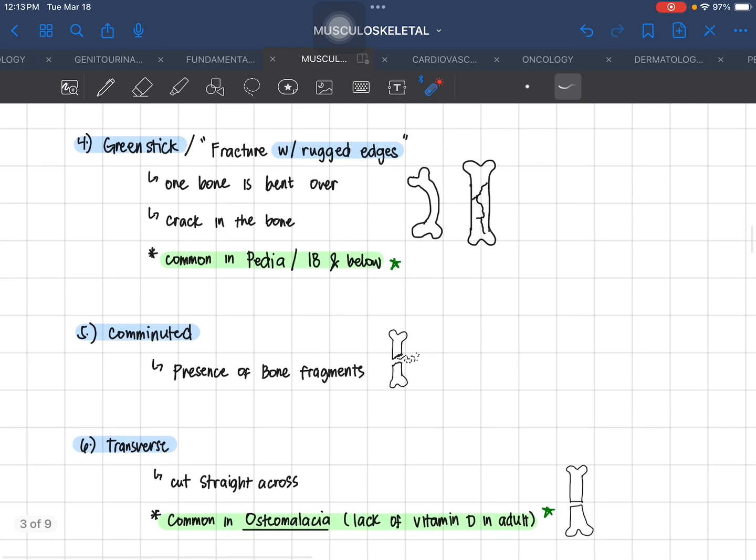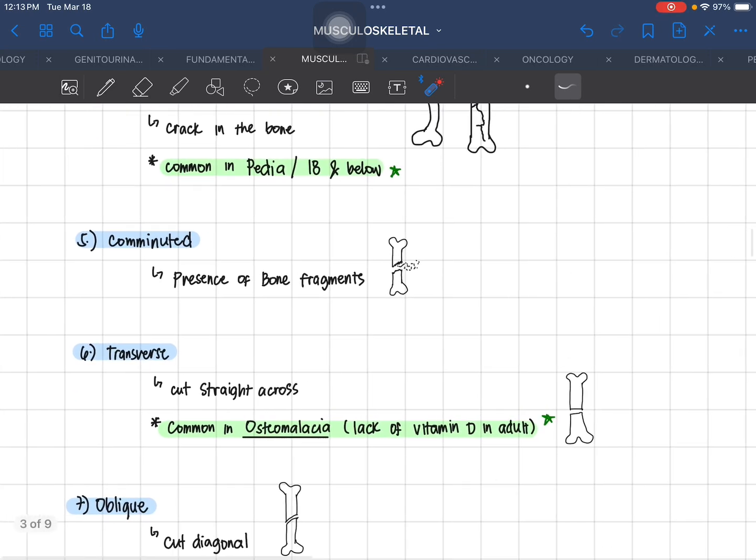Comminuted fracture. Ito, may presence ng bone fragments. Ayan. Kalat. And transverse. Cut straight across. Common to sa mga patient with osteomalacia. Yung osteomalacia, yun yung softening ng bone because they lack vitamin D. Ayan o, straight.